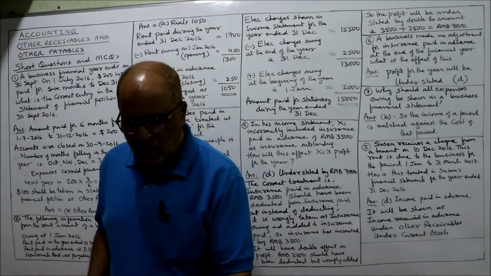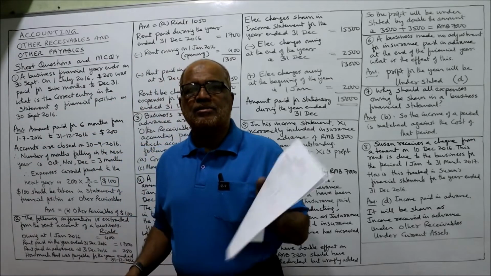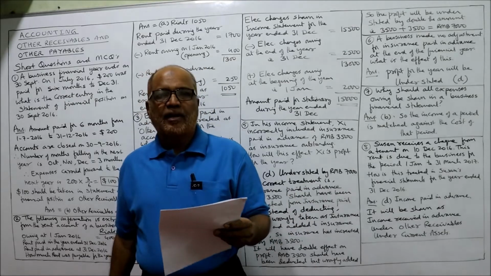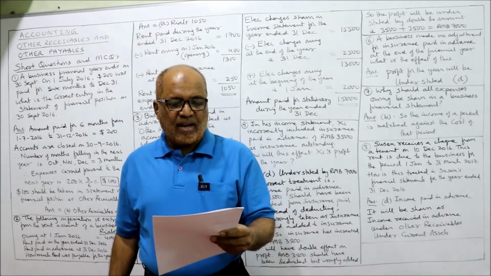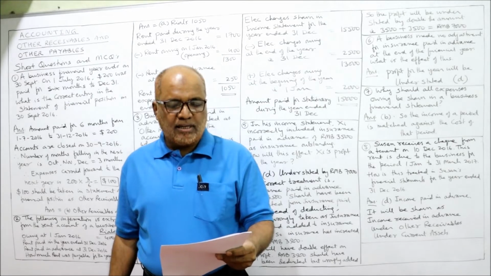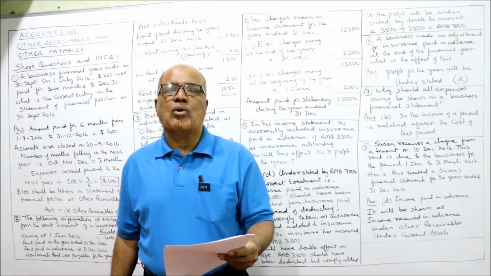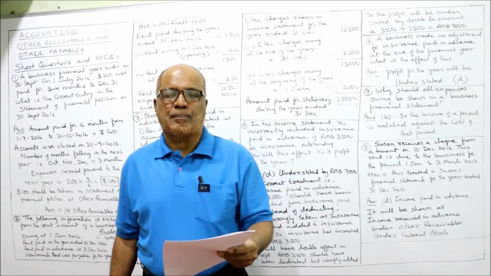Now I'm going to start the very first question. See the first question carefully. A business financial year ends on 30th September. That means the accounts are closed every year on 30th September.